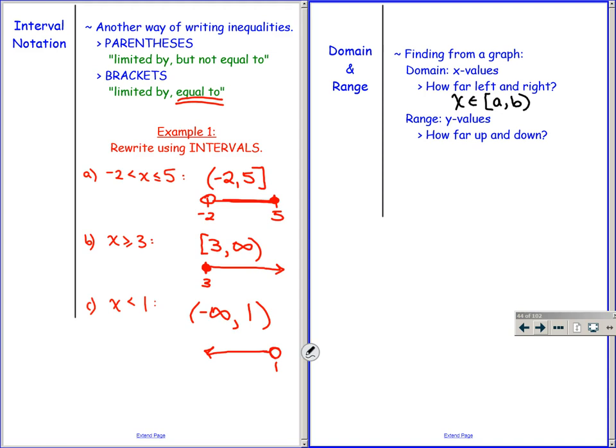And range values, exact same thing, but now I have to say, okay, y is an element of, and just for the sake of illustration, I'll switch my parenthesis and my bracket. Because who knows, it depends on the problem.